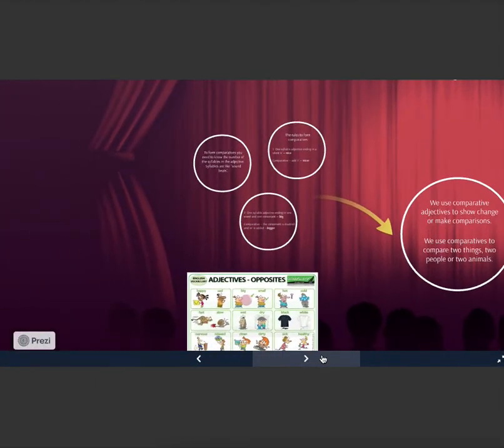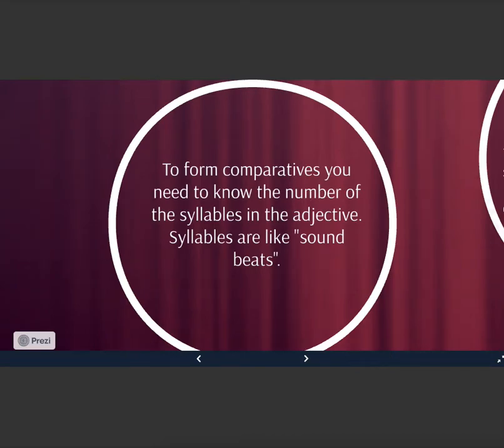Let's go. Let's continue with the next part. Sophie, can you please help me reading this slide, baby? Yes, miss. To form comparative, you need to know the number of the... ¿Cómo se pronuncia eso, miss? How do you pronounce that? Say it with me. How do you pronounce that? Perfect. So, syllables.